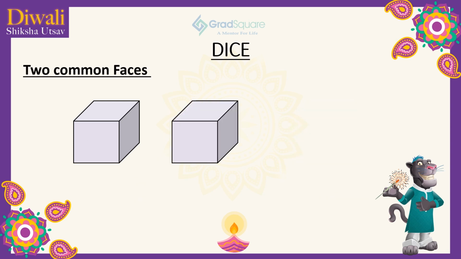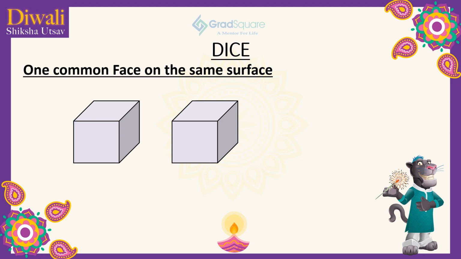When two different positions of a single dice with two common faces are being compared, then the common faces can be eliminated and the corresponding remaining surfaces will be opposite to each other. In this example, the two common faces are 2 and 5, hence eliminated, and the corresponding remaining surfaces 3 and 4 will be opposite to each other.